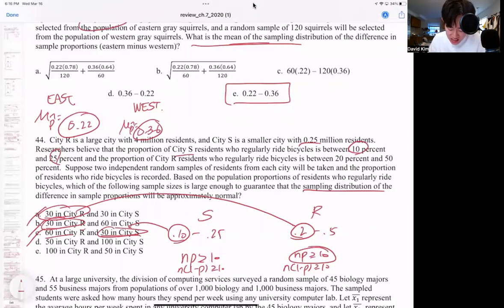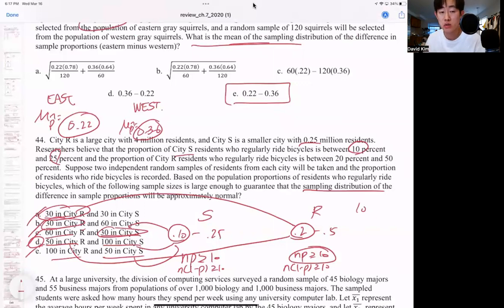So it's really down to D and E, and the correct choice here will be, I think it's E. No, I'm sorry, it's D. So 50 in city R means 50 times 0.2. That actually meets the bare minimum criteria. 100 times 0.10 also meets the bare minimum criteria of 10. But when you swap up the order, 50 in city S, that gives me 5 when you take 10%. So E doesn't work. So the correct answer is D.